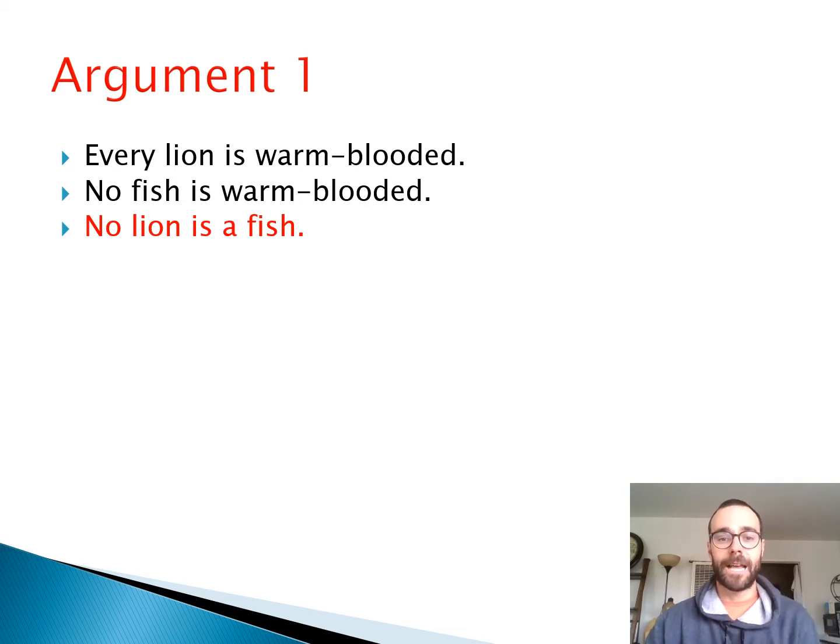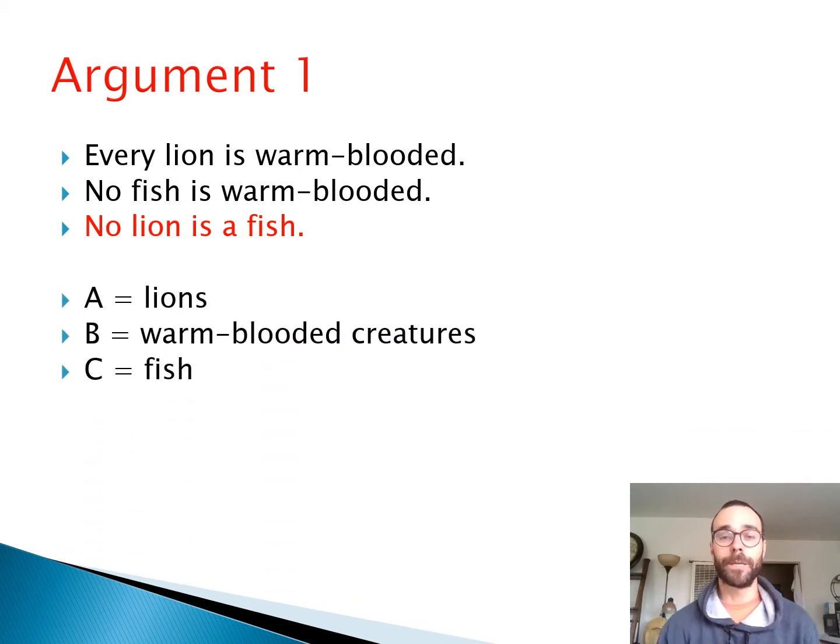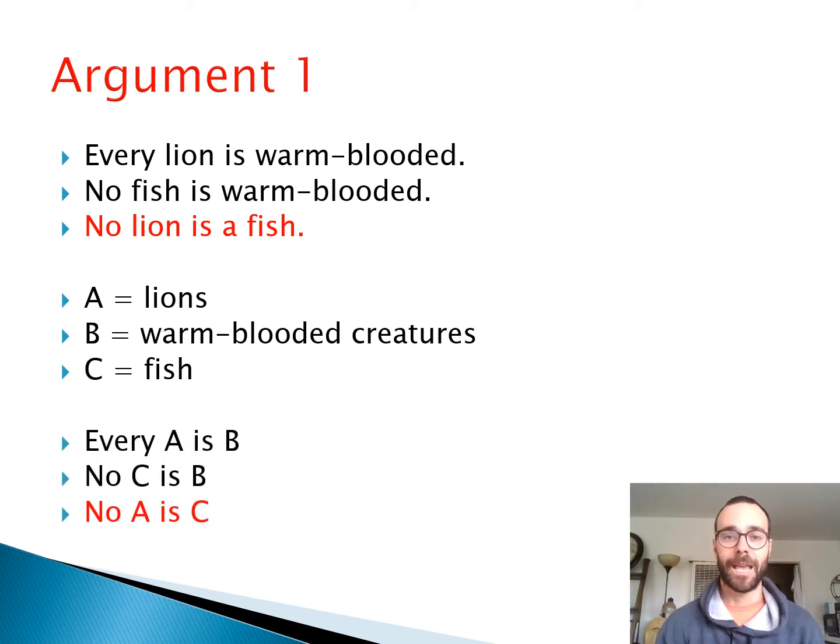So when we're breaking this down, we want to see that there are three predicates within this. There are lions, there are warm-blooded creatures, and there are fish. And so once we've assigned letters, we will rewrite the argument in standard form, and we get: every A is B, no C is B, and then no A is C.